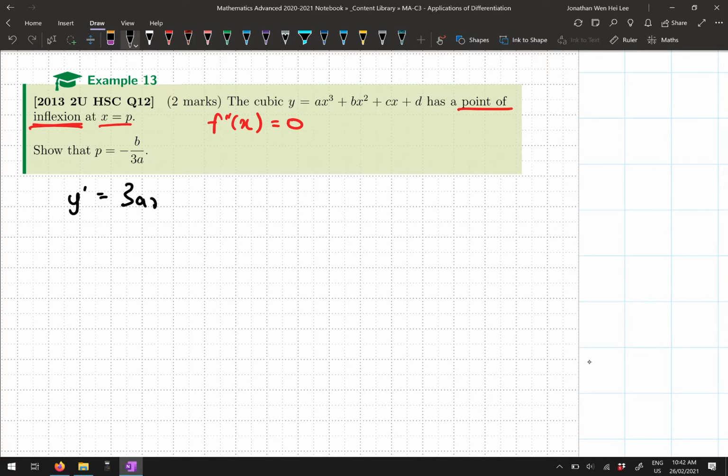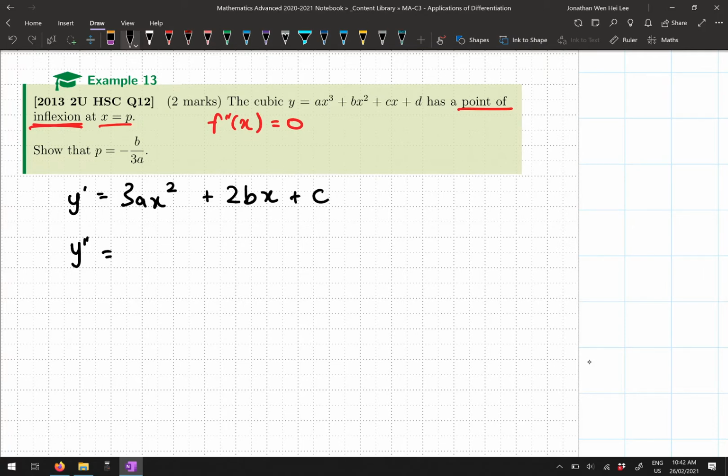3ax squared plus 2bx plus c. Excellent. What do I get when I differentiate again? Would it be c plus 1? Or do we... No. Does d have anything related to it?